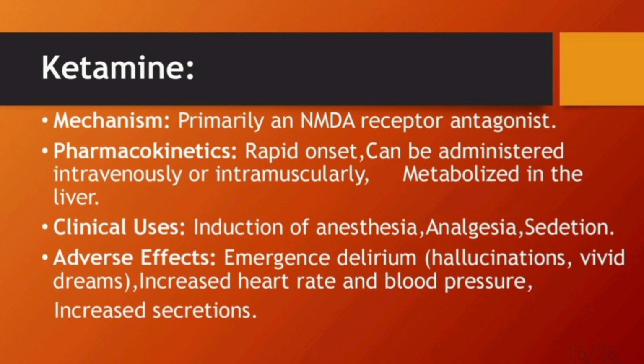Ketamine. Mechanism: primarily an NMDA receptor antagonist. Pharmacokinetics: it is having a rapid onset and it can be administered intravenously and intramuscularly, and it is generally metabolized in the liver. Clinical uses: it can be used for induction of anesthesia, analgesia and sedation. Adverse effects: emergence delirium. It includes hallucinations, vivid dreams, then increased heart rate and blood pressure, and increased secretions.